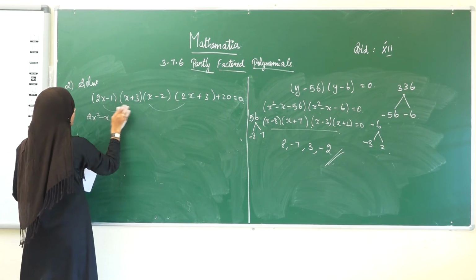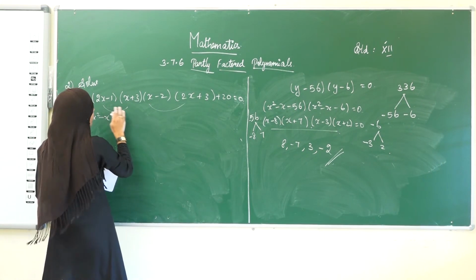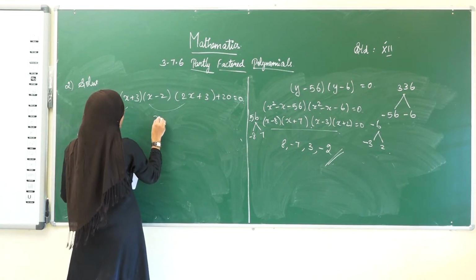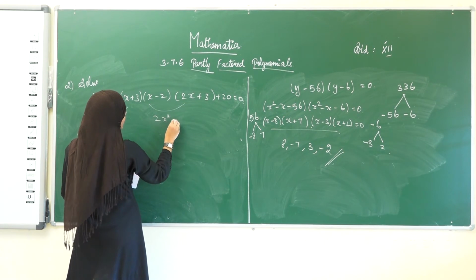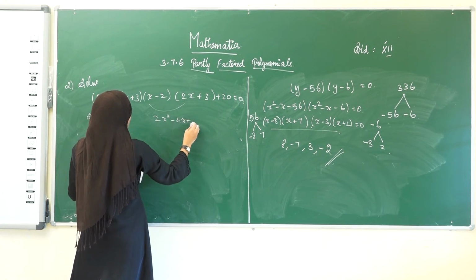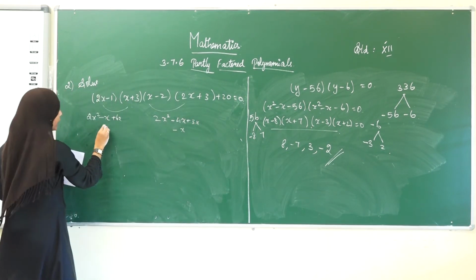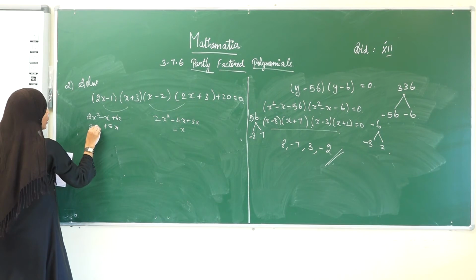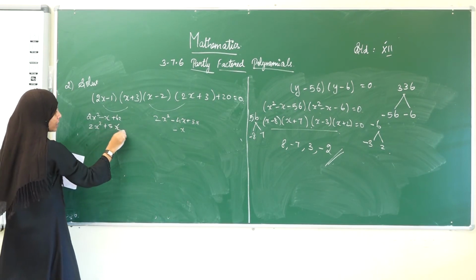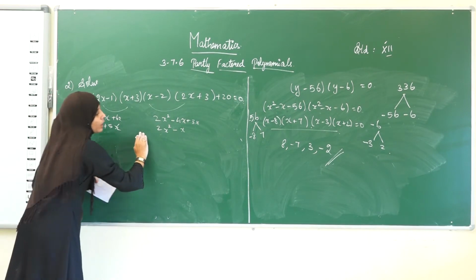See, for example, I will show you: 2x square, here it is minus 6, and here it becomes plus 6x. For the first two terms, here it is 2x square and minus 4x plus 3x, so here we get minus x, and here we will get plus x. It is 2x square minus plus 5x. Here we get 2x square minus 6. Therefore, the first two terms are not the same.